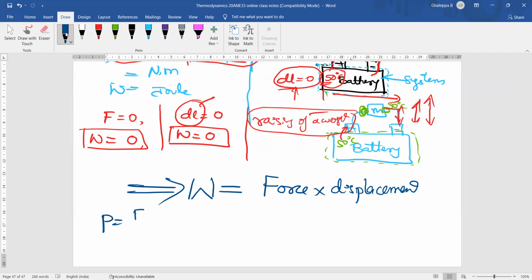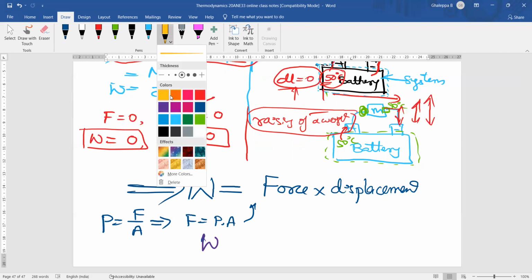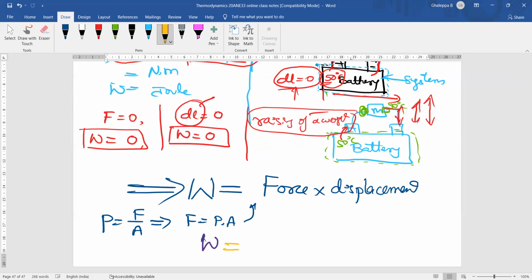Pressure is equal to force by area. So force is equal to pressure into area. In this equation, I will substitute it. So work done is equal to force; in place of force, I will write pressure into area into displacement. Displacement will be written as dl.